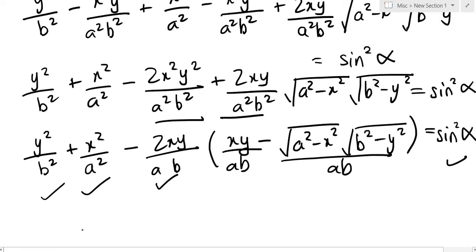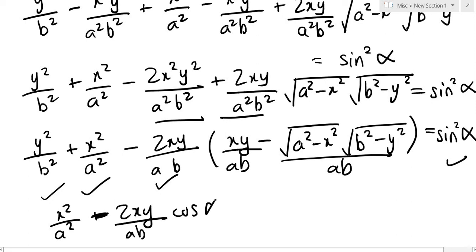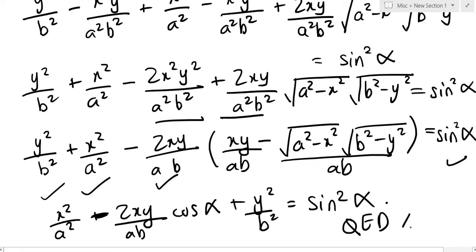So I'll just write everything back down properly. So we have x squared by a squared minus 2xy by ab times the cosine of alpha, plus y squared by b squared is all equal to the sine squared of alpha. And that's what we had to show. So QED, that's what we had to show.